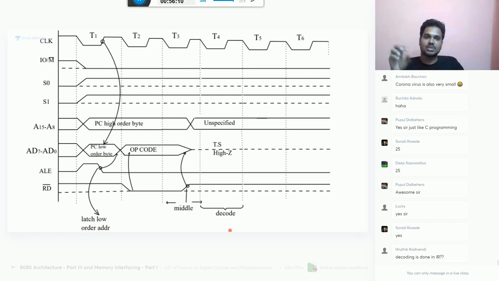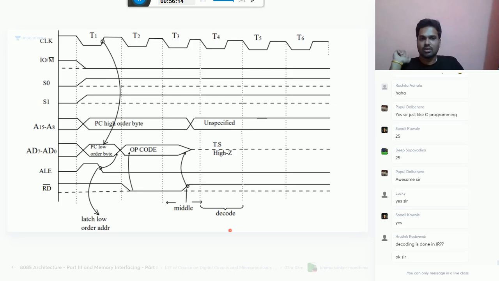If you are studying for the first time, just draw the figure again. Draw the architecture figure once or twice. Draw the architecture, draw the pin diagram. It will make you good practice.